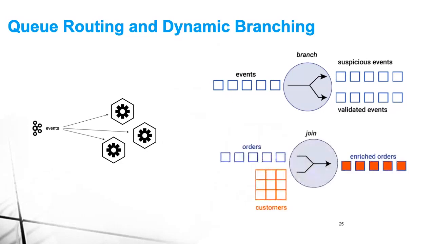The other thing is joins. Often data is not always there, so we could take orders and then validate the customer data so that that joined data is more of an enriched order.